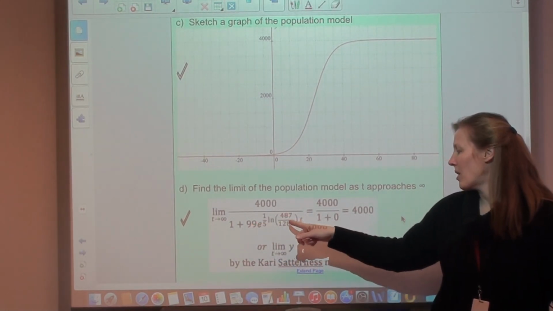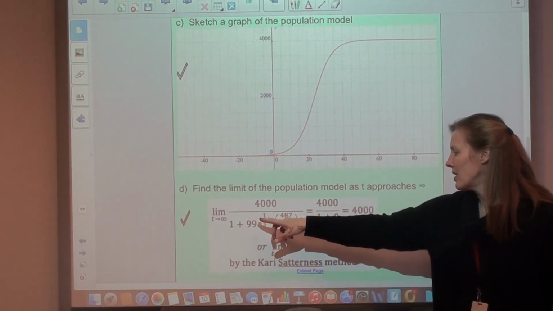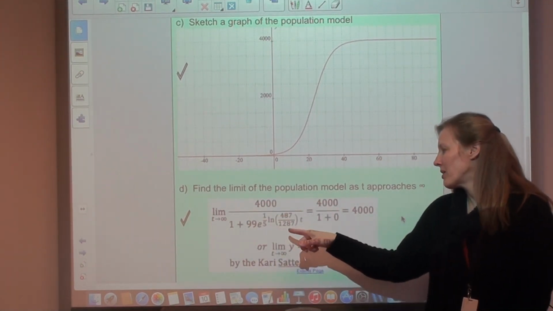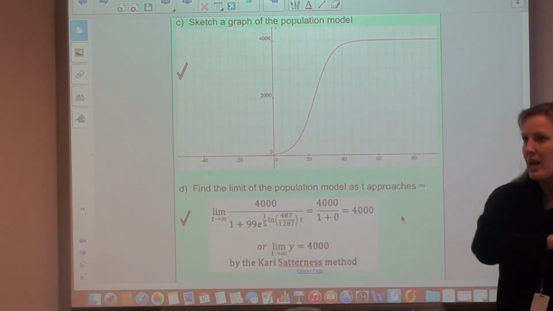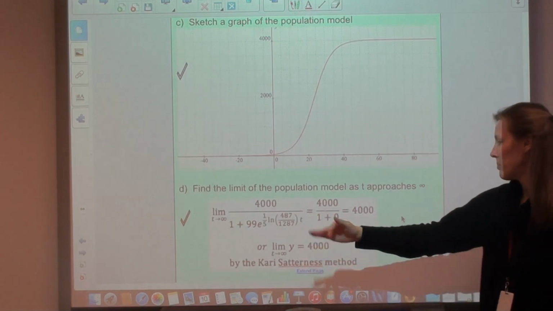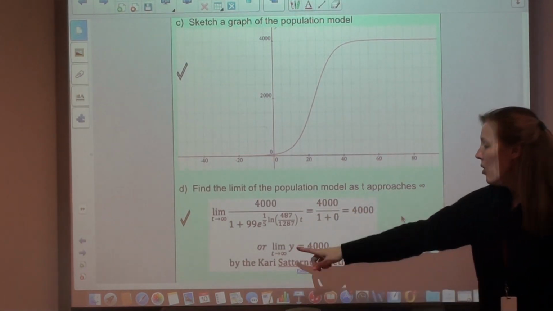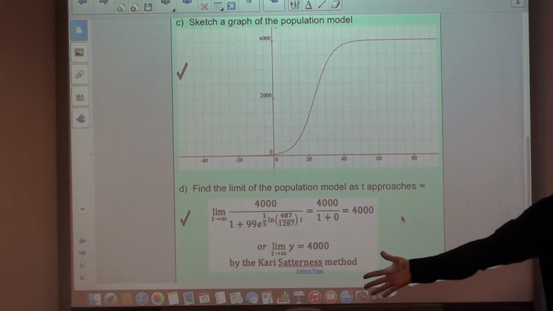If it was a negative, which ended up being a positive, if you ended up having like 99 times e to the infinity, you'd have 4,000 divided by infinity, which would be 0, right? So that would be a population decay kind of model. But this is a population growth kind of model, so it approaches 4,000. Or, you could also say the limit is 4,000 by the Kari-Saknus method.